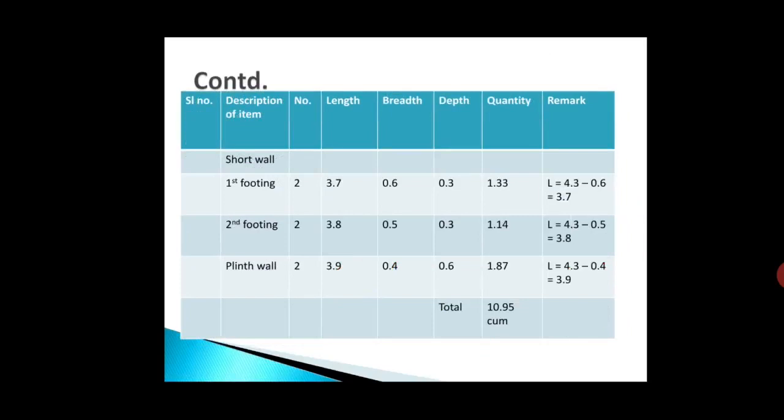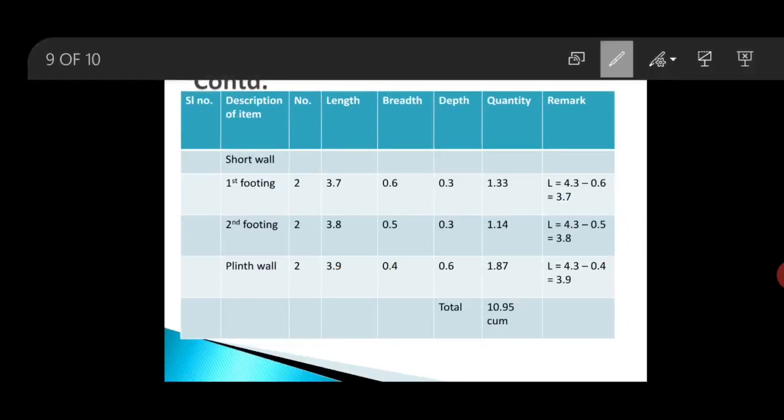Now, we will go for short wall. So, see here, short wall, first footing. The number is 2. The number of short wall is 2, so for first footing this will also be equal to 2. Length will be equal to 4.3, the center to center length, minus 0.6, the width of the first footing, and this will be equal to 3.7. Breadth is width of the first footing, depth is 0.3.